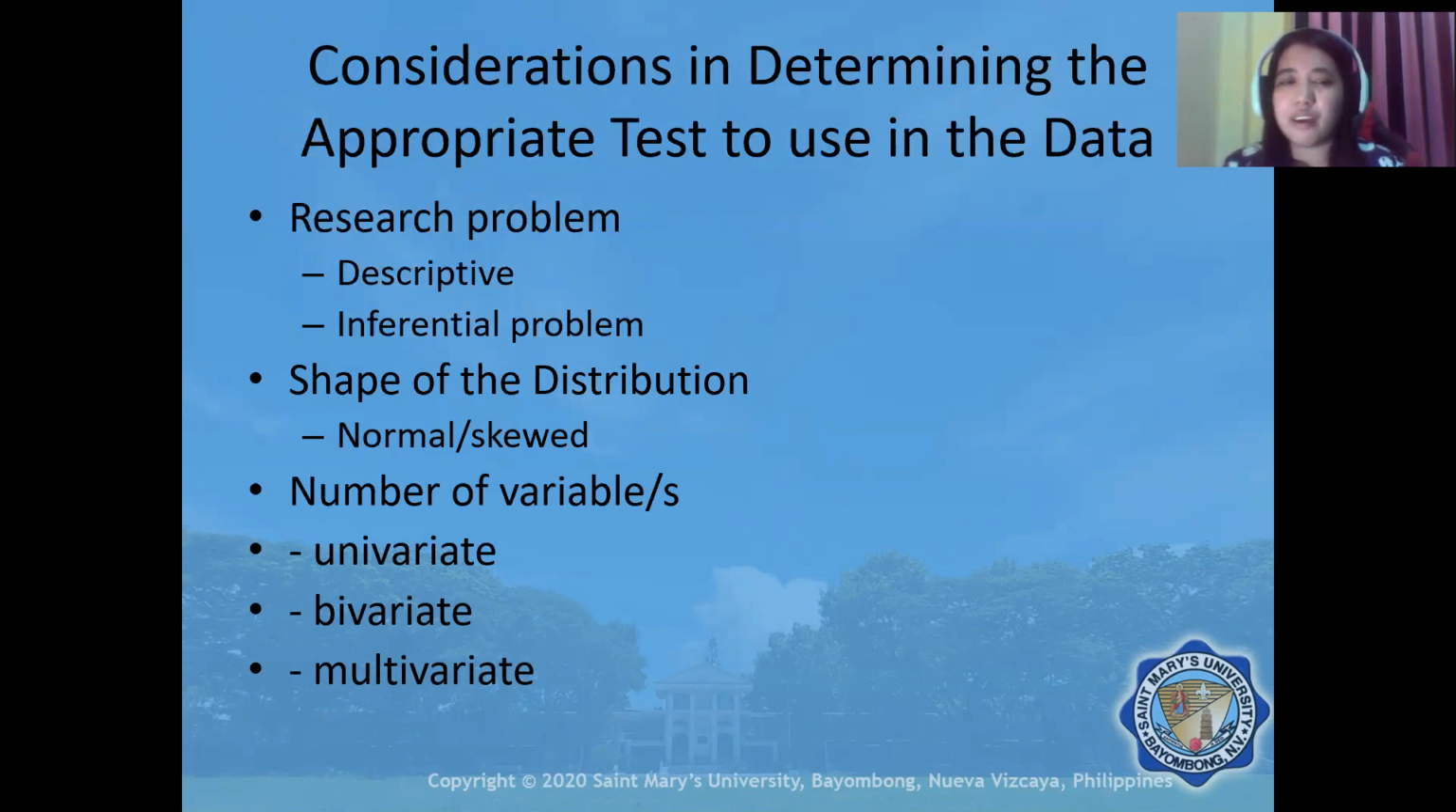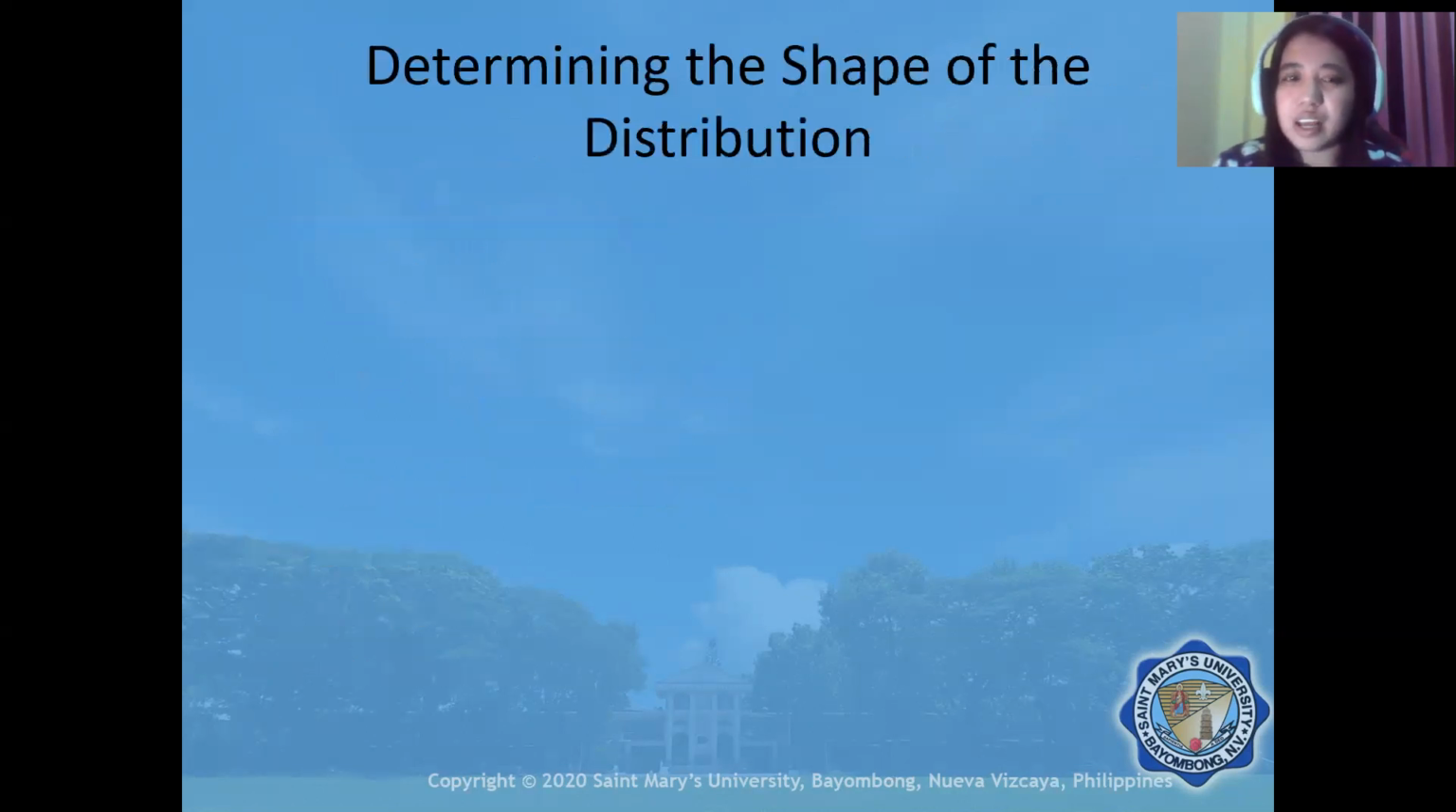consider. So whatever the problem is, it could be simply descriptive problems that require the measures of central tendency, or inferential problems that aim either to compare, to correlate, or to determine the significant predictors or correlation. But in this video, we are going to focus on the discussion of the shape of the distribution, which of course now leads us to the discussion of how to determine the shape of the distribution.